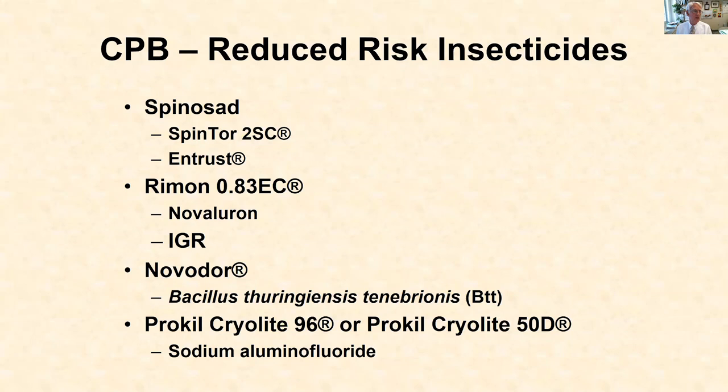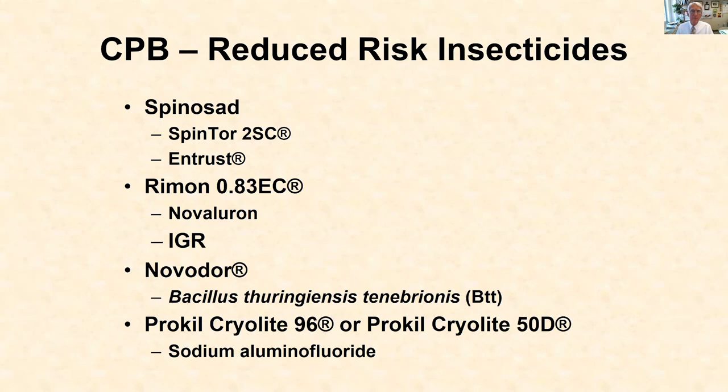Ramon is an insect growth regulator, which means it must be sprayed on small larvae to be effective. It will not control the large larvae. It will only control the very small early instars. Bacillus thuringiensis tenebrionis is a strain of the bacterium BT that is specific to beetles. Just like BTK is specific to caterpillars, BTI is specific to mosquito larvae, BTT is specific to beetle larvae, and a product that might fit into your scheme.